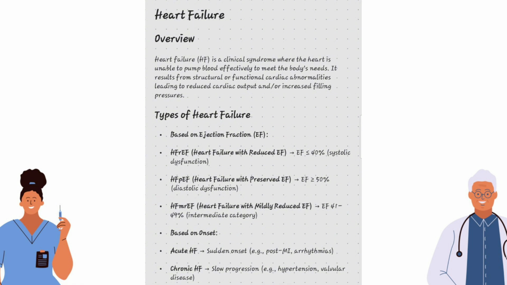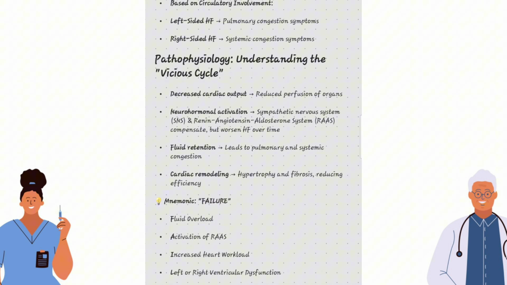Then we also have heart failure with preserved ejection fraction. That is when the ejection fraction is greater than 50%. The heart is just stiff and non-compliant. That's the reason for the failure in this case. And then we have heart failure with intermediate ejection fraction, whereby the ejection fraction is between 41 to 49%. Now we also have the classification based on onset, whereby we have acute or chronic onset.